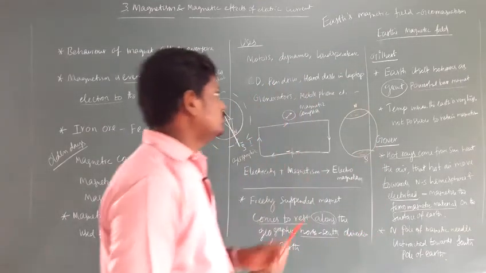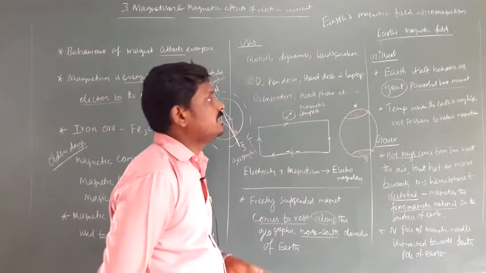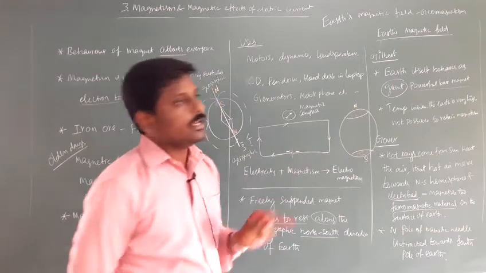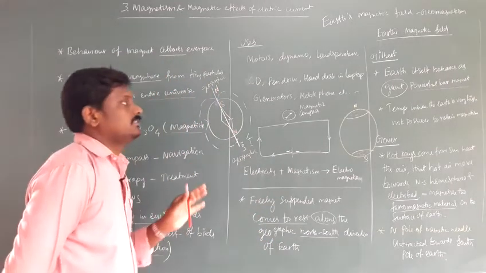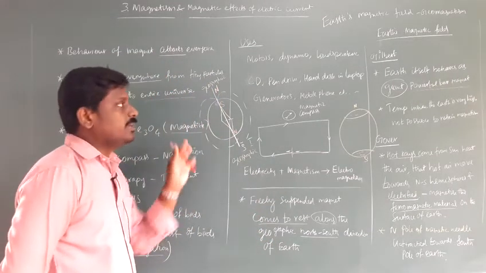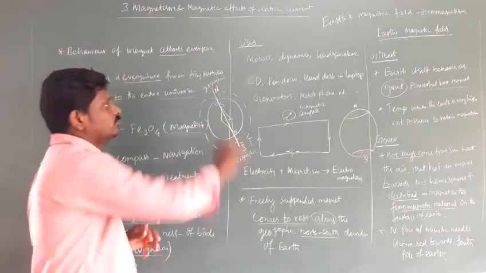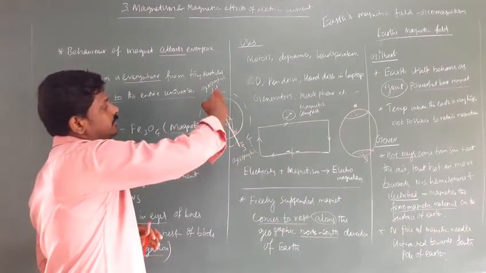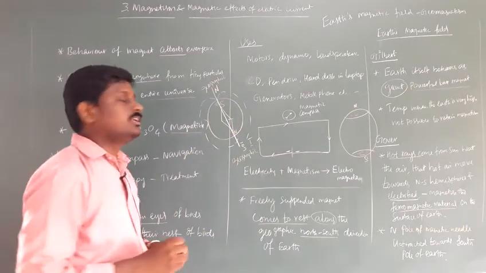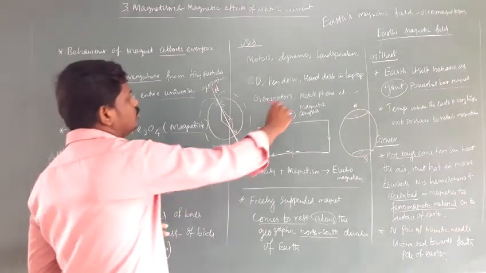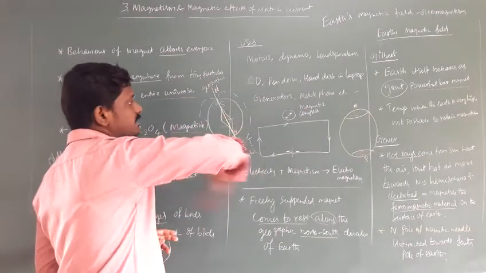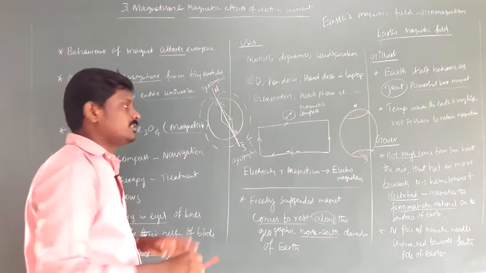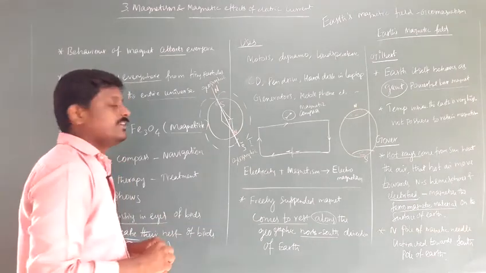Then the earth's magnetic field. Different scientists gave some ideas about why the earth behaves as a big magnetic field around the earth. The radius of the earth is 6,400 kilometers. The earth's magnetic field extends around 2 to 4 times the earth's radius. It is similar to gravitational field.